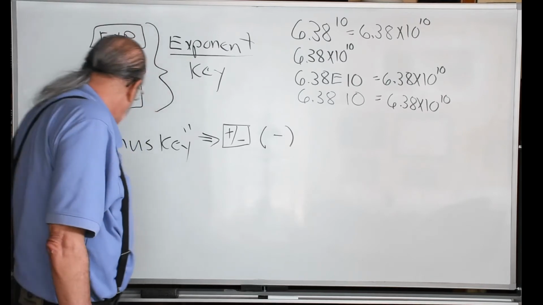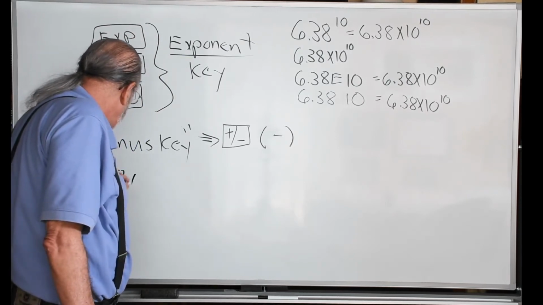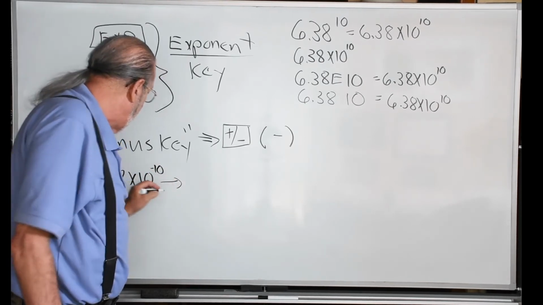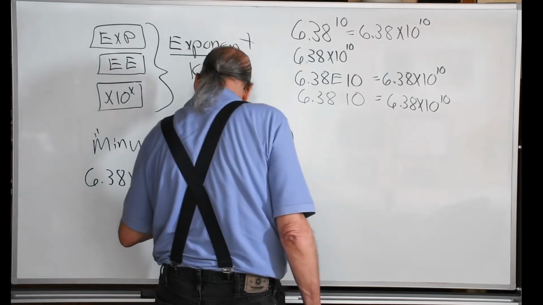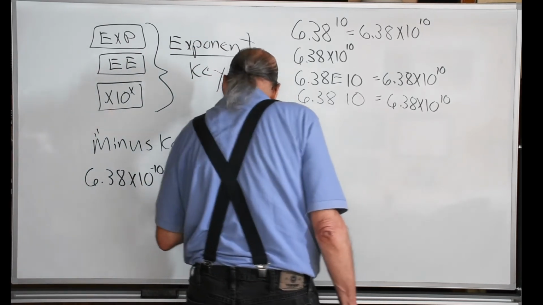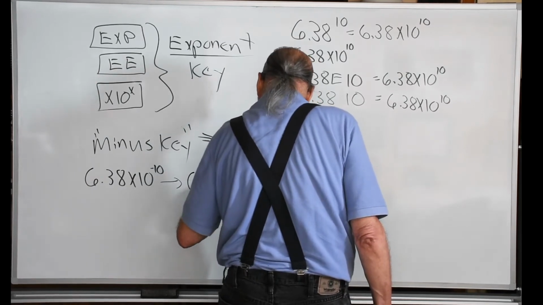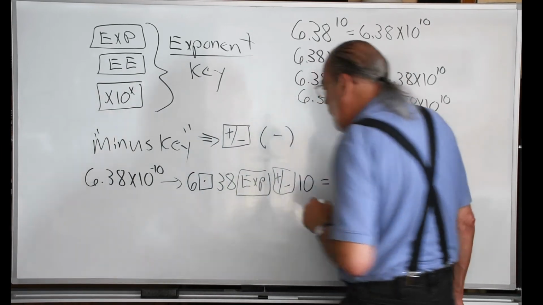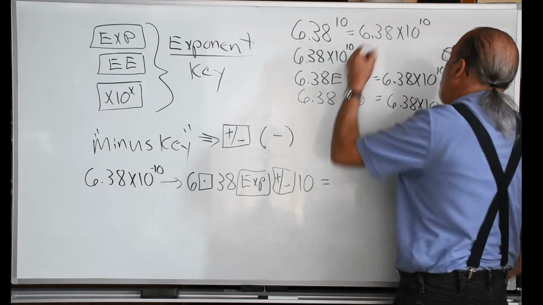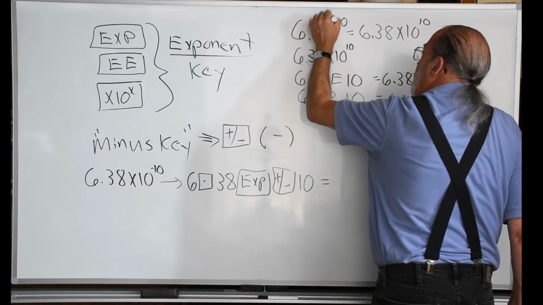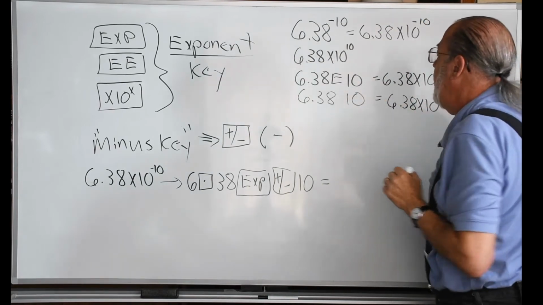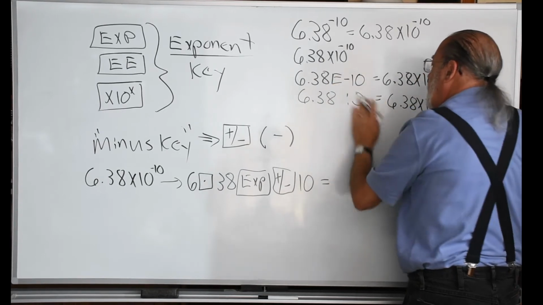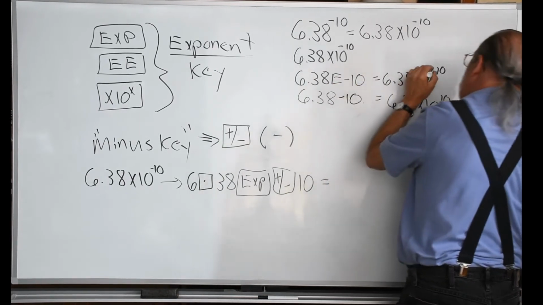So if you wanted to put in 6.38 times 10 to the -10th, the keystrokes for this would be 6.38, exponent key, plus minus key, 10, and then try hitting the equal sign to enter it. In that case, it may display like that, which means that. It might display like this. It might display like that. It might display like this.